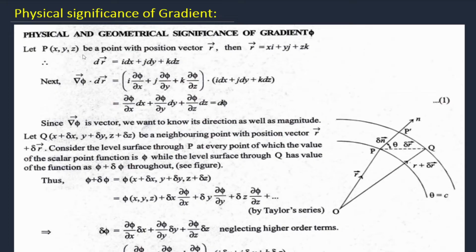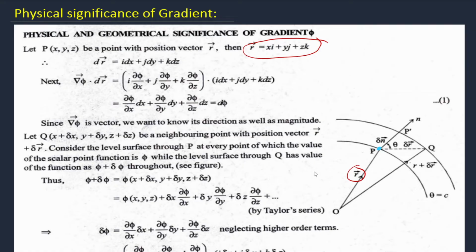Let P (x, y, z) be any point. So this is the point P, whose coordinate is x, y, z. And the position vector is what? The position vector is r bar. r bar is the position vector of this point P. Then dr bar will be, since the coordinate of P is x, y, z, dr bar will be dx i cap plus dy j cap plus dz k cap.